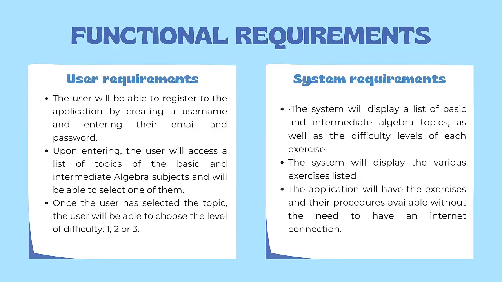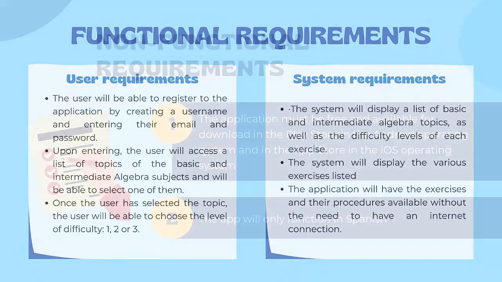Once the user has selected the topic, the user will be able to choose the level of difficulty, 1, 2, or 3. System requirements. The system will display a list of basic and intermediate algebra topics, as well as the difficulty levels of each exercise. The system will display the various exercises listed. The application will have the exercises and their procedures available without the need to have an internet connection.